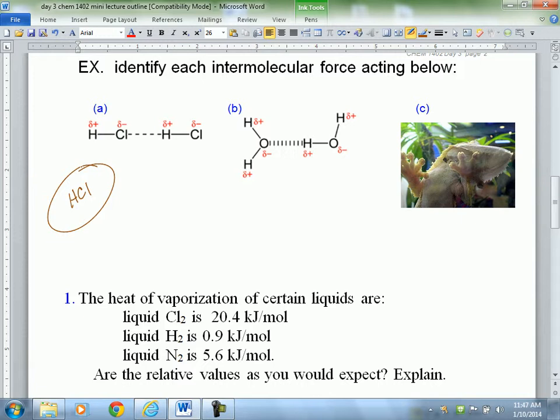How about H2O? Gabby, how about H2O? Hydrogen bonding, good. How about C? C is a gecko hanging on a piece of glass. That's that. Danny, which one would you guess there?